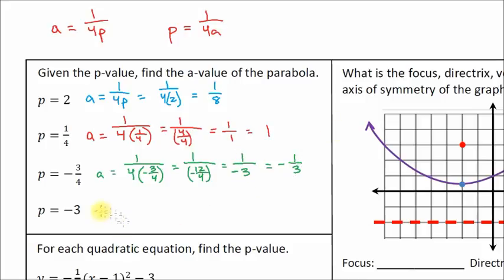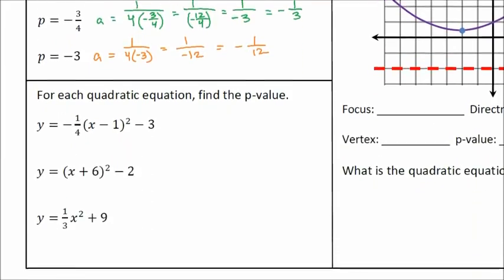Alright, and the last one, what if p is equal to negative 3? A would be equal to 1 over 4 times negative 3, and that's 1 over negative 12, and we can rewrite that as negative 1/12. So there's some practice of finding the a value given a value of p. Take a look at the next section.